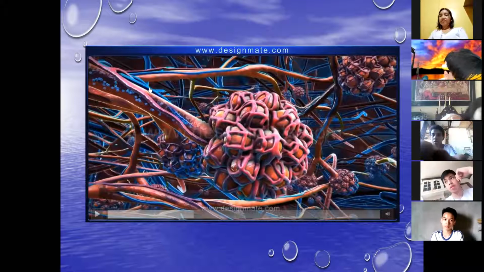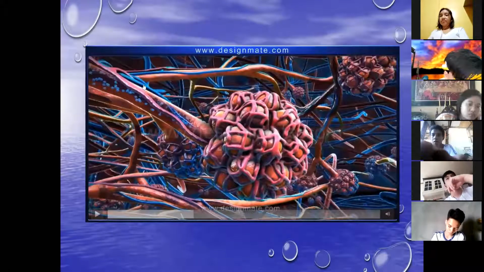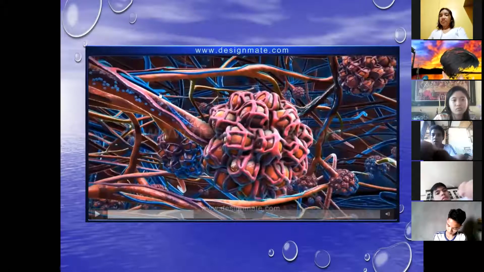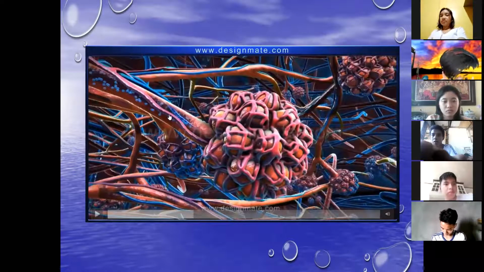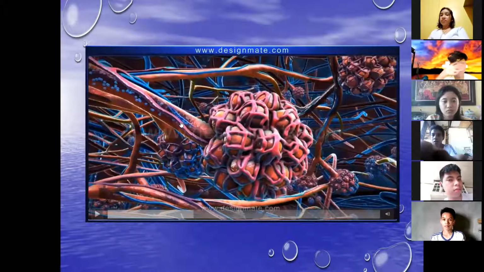So the blue ones carry blood away from the heart. So this is the artery, which carries no oxygen. And then the red one goes back to the heart. These are the veins, which carry already the oxygen.